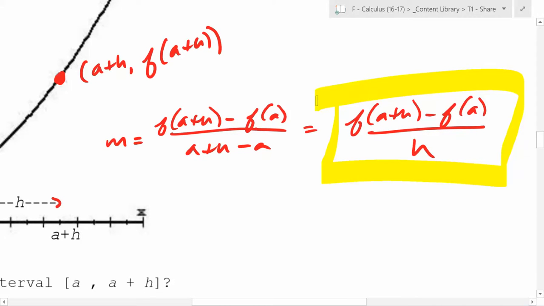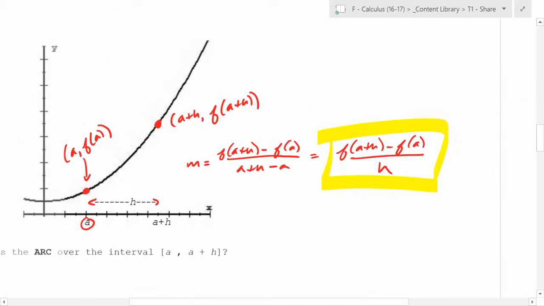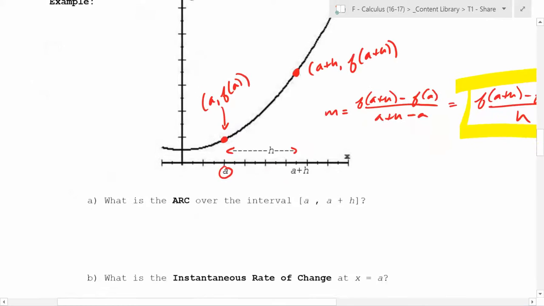This right here is super common. You're going to see this many, many times in your life. That right there would be the answer right now, because did I give you a specific function? No. Did I give you an a value? No. And I haven't told you what to do with it yet, but that right there is a quotient. It's a difference quotient. It is super, super important.